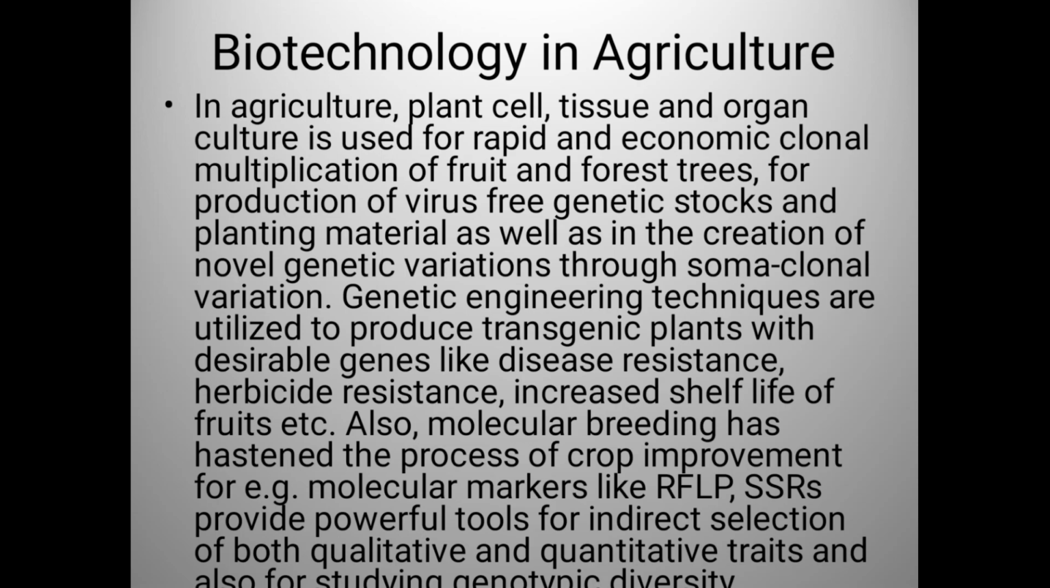So what we can say is that we already know plant cell or tissue culture, in which we clone the seedling, or we can say we clone the explant, and through this the fruit and forestry species get multiplied easily. Because of that we get virus-free genetic material, stock or plant seedlings, which are very disease free, and it helps in agriculture. And in that way, there is a creation of novel genetic variation through somaclonal variations.